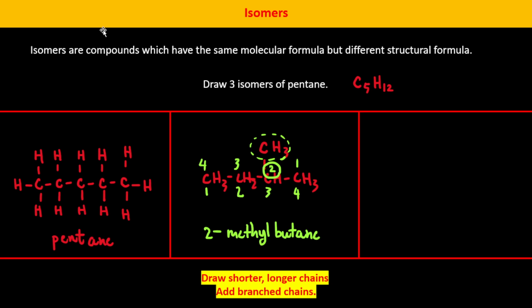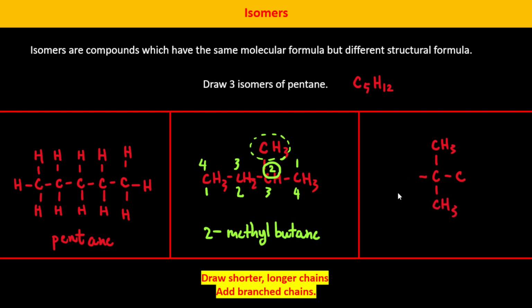Alright, so for the last one, I'm going to draw a shorter chain this time again. So let's try drawing 3, okay? 1, 2, 3. So, can I put this here? If you put this here, this will simply be what? 1, 2, 3, 4, butane, okay? So let's try putting your branch at different places on your chain. So I'll put one here, CH3, and I'll put one here, CH3.